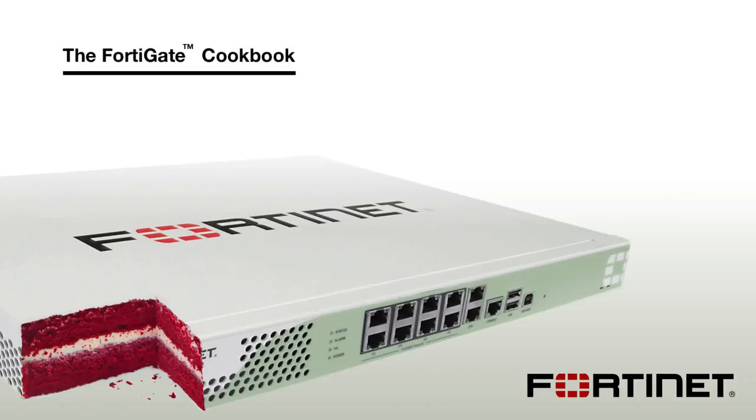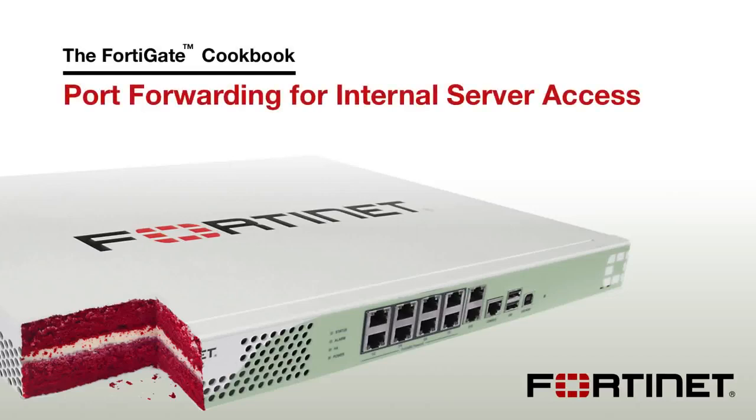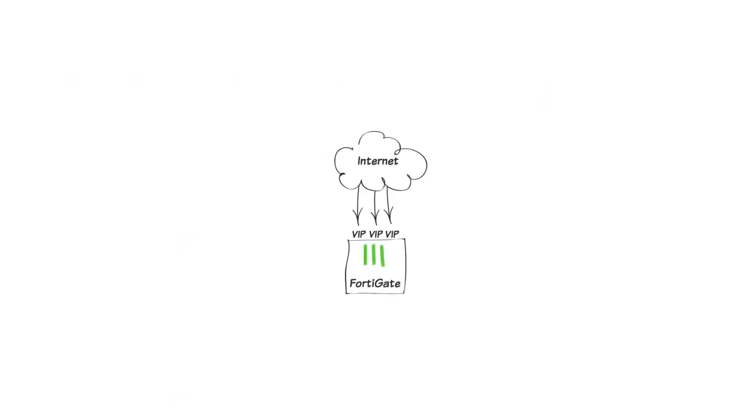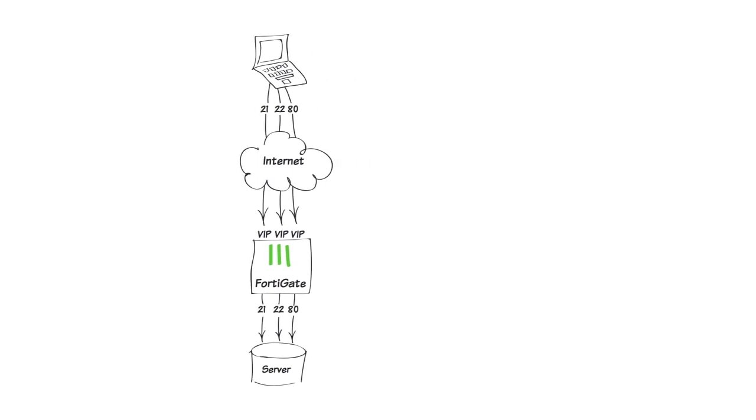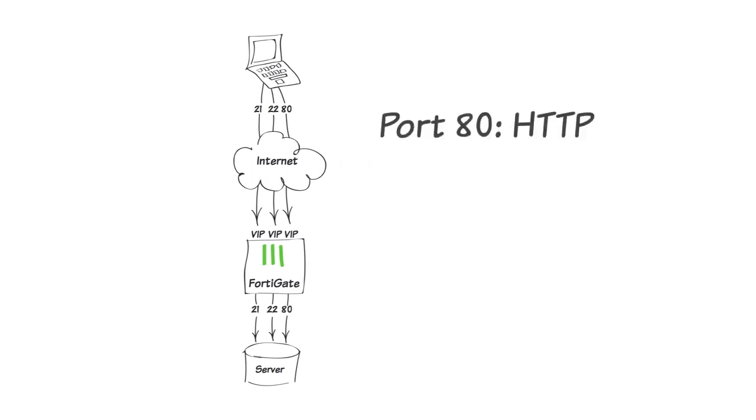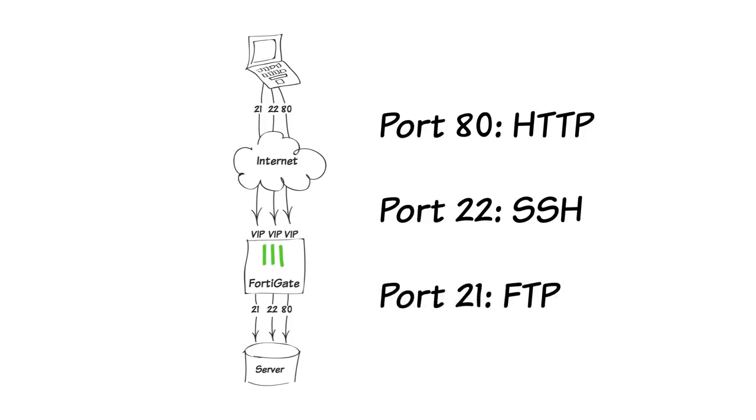In this video, you will learn how to use port forwarding to limit access to an internal server. By using virtual IPs to configure port forwarding on your Fortigate unit, you can allow remote connections with a server behind the Fortigate's firewall, but only through ports that you choose. This example uses TCP port 80 for HTTP traffic, port 22 for SSH traffic, and port 21 for FTP traffic.